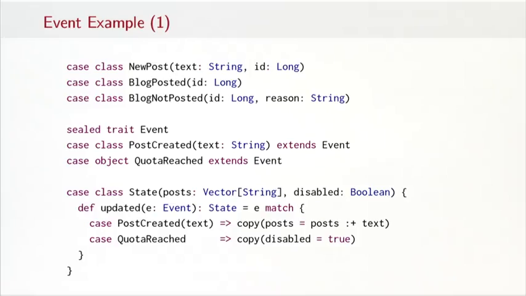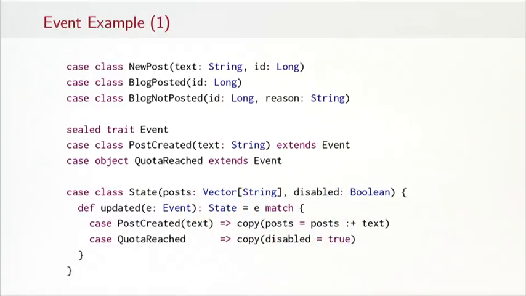In order to look at a more complete example, we introduce an actor that does something useful. In this case, it manages a set of blog posts. This actor understands a command called new post, which contains the string, the text of the blog post, and some ID, a correlation ID, so that when the actor replies either with a positive blog posted or a negative blog not posted message, we can use this ID to find out which post it was that was accepted or rejected.